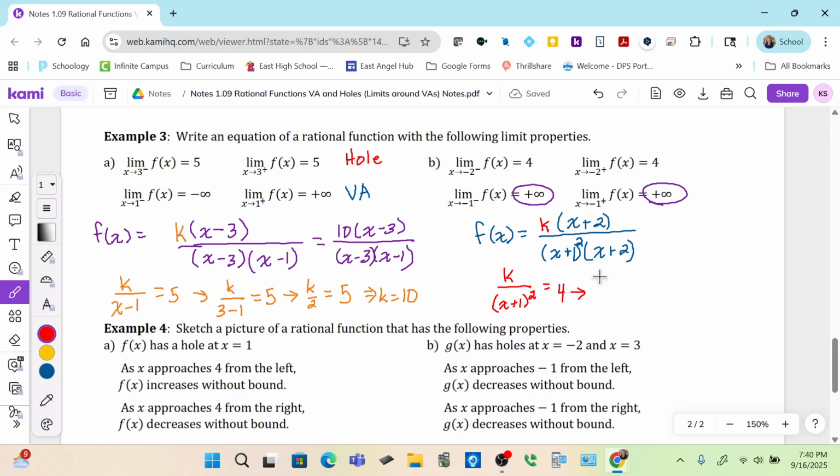To solve for k, we replace x with that negative 2 where the hole is located. So negative 2 plus 1 squared has to equal 4. So now we have k over negative 1 squared equals 4. Well, negative 1 squared is just going to be 1, so I have k over 1, or just k, equals 4. So we can write this function as 4 times x plus 2 over x plus 1 squared times x plus 2.